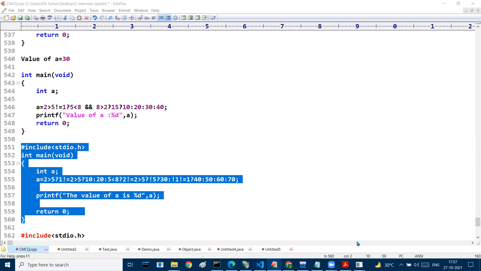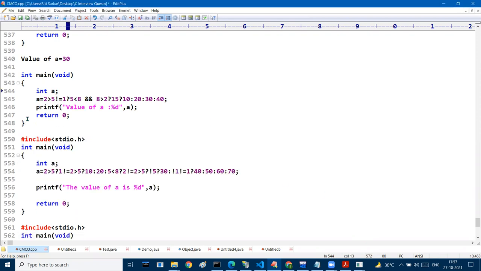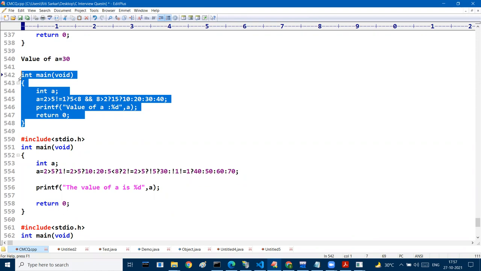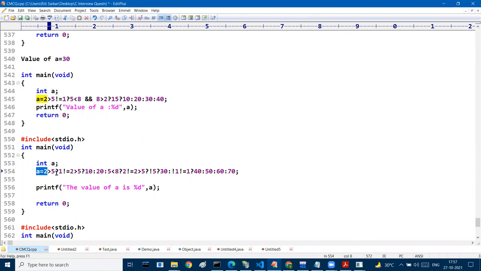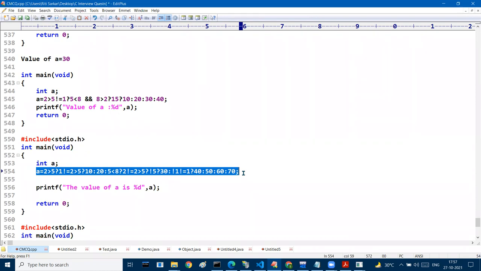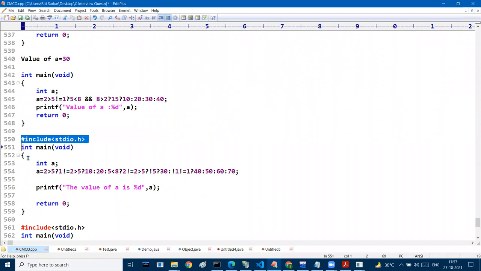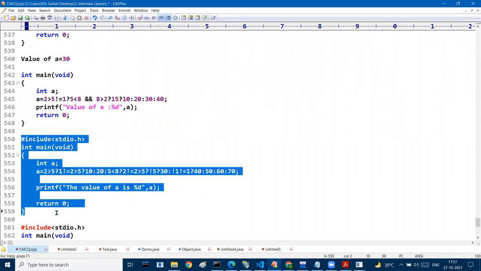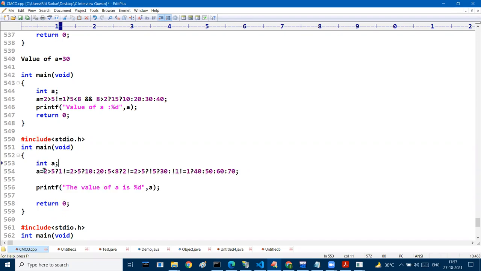Now see what I'm expecting. I'm not expecting that you will run the code and tell me the output. I am expecting how you will arrange the expression by the knowledge of precedence and associativity. Because if you run this code in any compiler, it will show you the output. I'm least interested in the output. I want to know whether you are capable of arranging the statement properly or not.